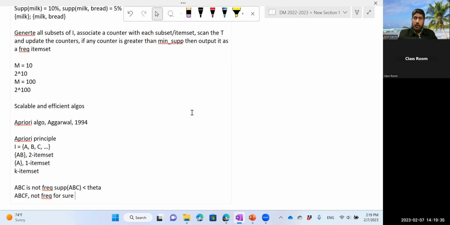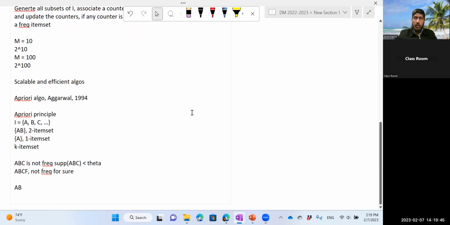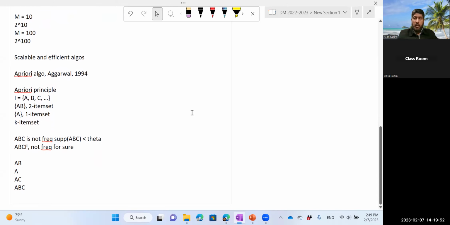Okay? So why? Let's take a simple example, a small database. Let's say our first transaction is AB, the second is A, the third is AC, and the fourth is A, B, C. So how many transactions do we have? We have four transactions. So let's say minimum support is three.